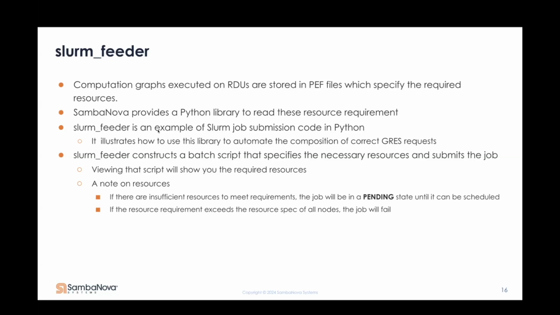A Slurm job submits code in Python, allowing you to find the best number of resources that will be required, and then managed by Slurm. From there, the Slurm feeder can be used to construct a batch script that will specify the necessary resources needed to submit the job. And just as I noted earlier, if I had taken advantage of something like Slurm feeder and noticed that I asked for more resources than were available when my job was in a pending state, I could have used this to schedule something later on.